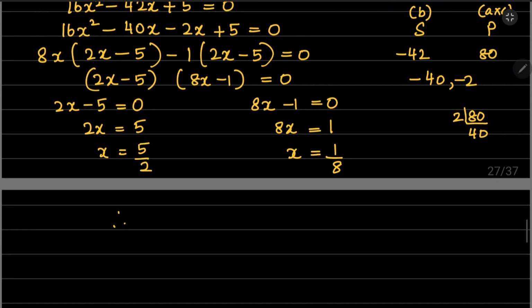So therefore you can write finally the zeros are 5 by 2 and 1 by 8. These are your answers.